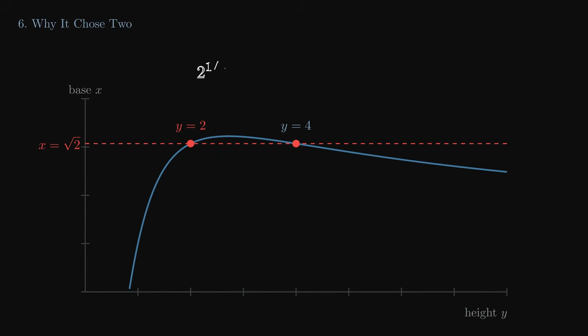Check it directly. 2 raised to the power 1/2 is the square root of 2, and 4 raised to the power 1/4 is also the square root of 2. Both heights obey the self-eating equation perfectly. So the tower has two candidate answers, and it picks one of them. It always picks 2. The tiebreaker is stability, and it is the same idea that decides whether a marble rests in a bowl or balances on a dome.